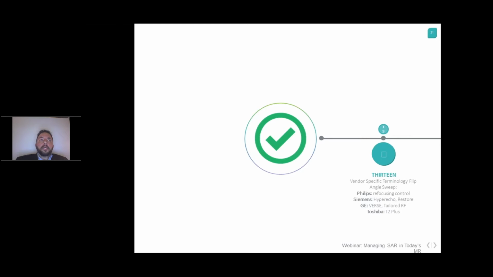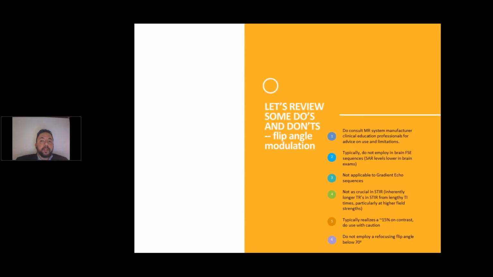One of the easiest methods in lowering SAR in your patients and saving you scan time, very often boosting signal in your images. Consult your MR system manufacturer and the clinical education professionals for advice on its use and limitations. Typically in our facility, we don't employ this in brain fast-spin echo sequences, as SAR is inherently lower in brain exams. This is not applicable to gradient echo sequences, as there are no refocusing pulses.